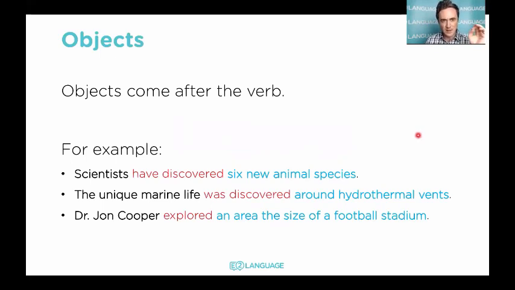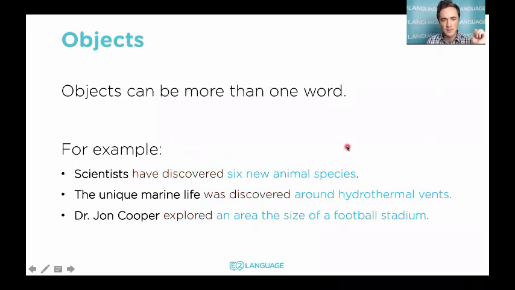Right, objects. Objects come after the verb. Here's the object here. Here's the verb. It's all the information that comes after the verb. Was discovered around hydrothermal vents. Explored an area the size of a football stadium. So we've got the subject, the verb, and now we've got the rest of the information. Anything after the verb is the object.